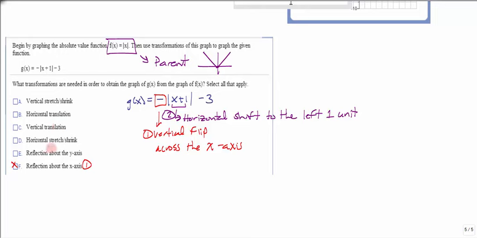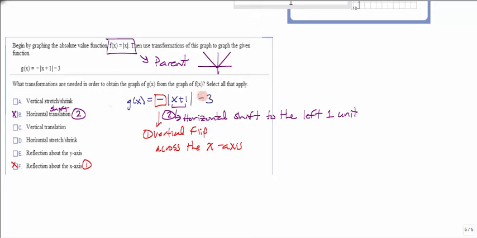Now let's come over here. This would be a horizontal translation. Translation means picked up and moved, so that would be like the idea of a shift. So this would be marked, and this is for number 2. So translation means shift here.